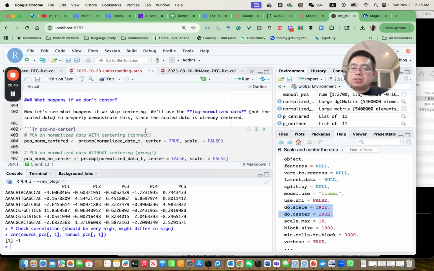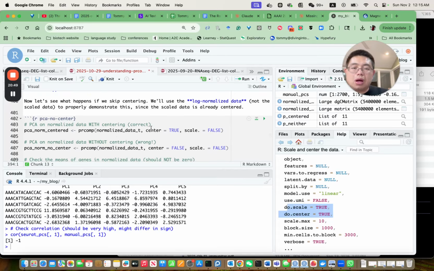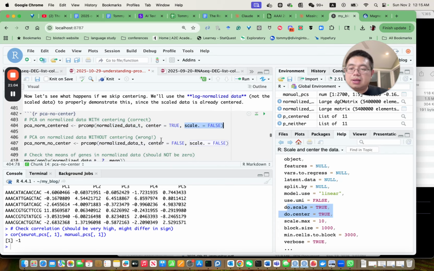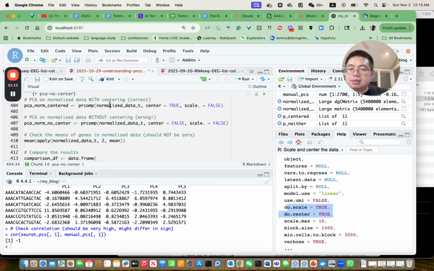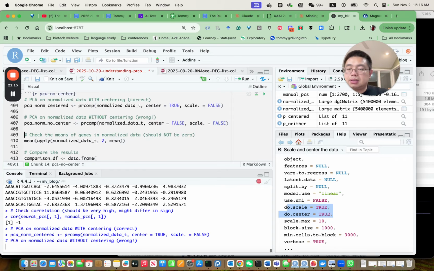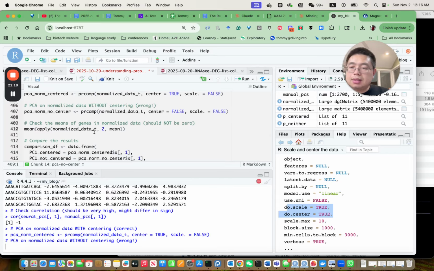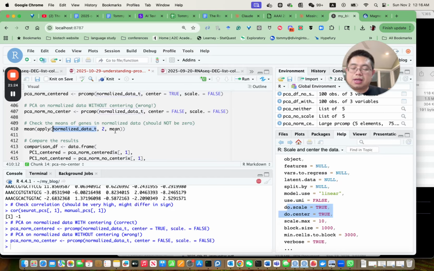And so let's try without centering. So we will use the log normalized data, not the scaled data, to properly demonstrate this. Now, this is center equals TRUE, scale equals FALSE, but we can also do center equals FALSE and scale equals FALSE to compare these two scenarios. And the normalized data, because it's just log normalized, it should not actually have a mean of 0.